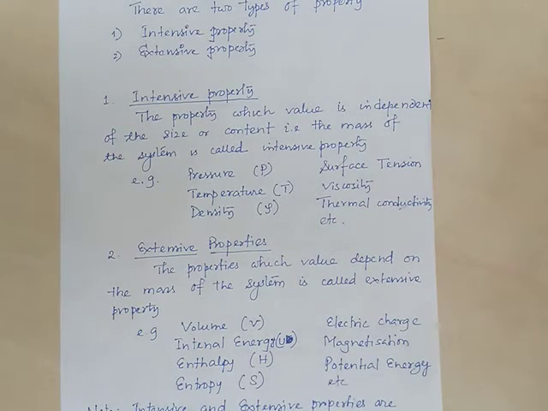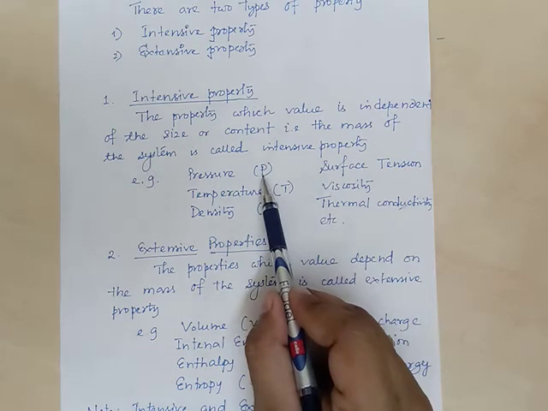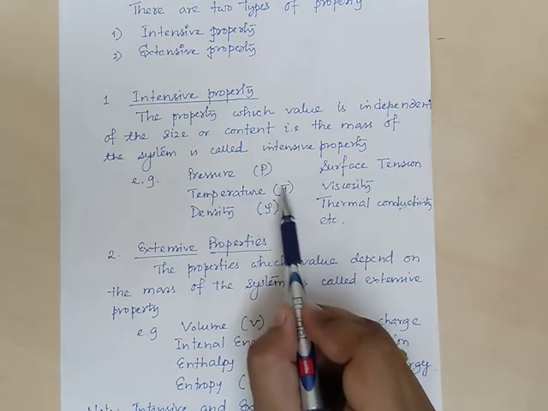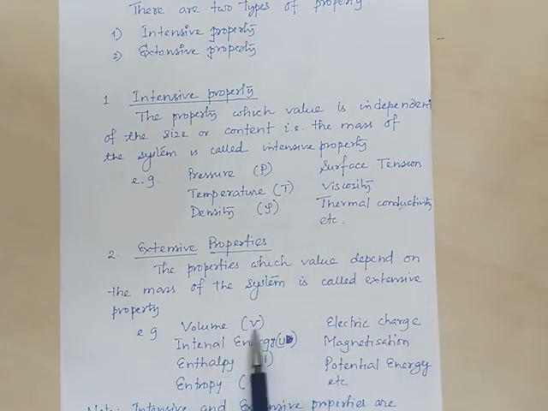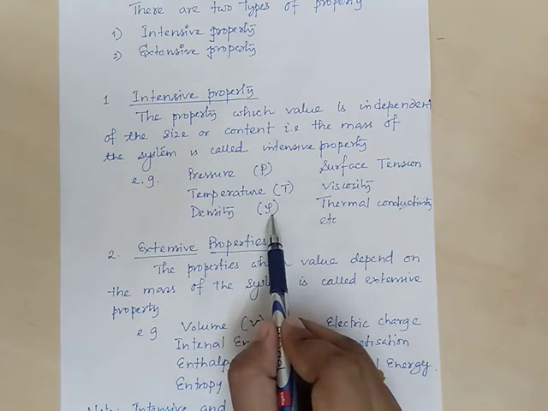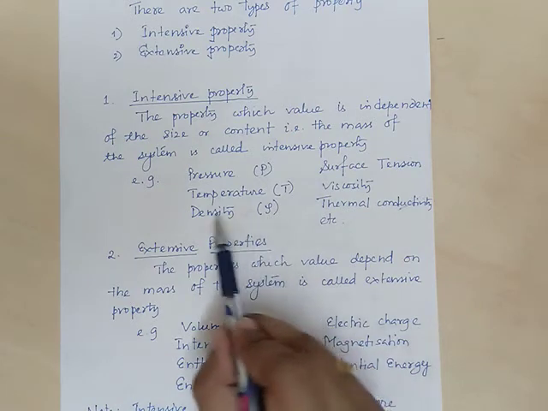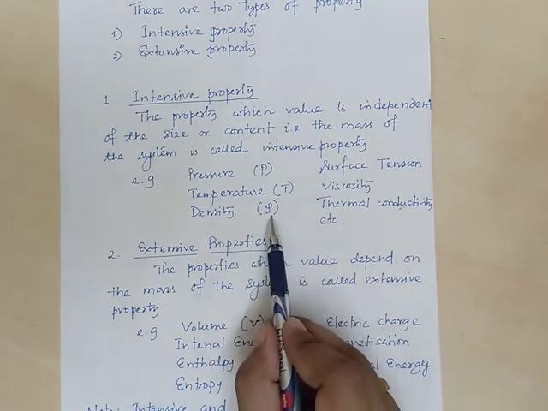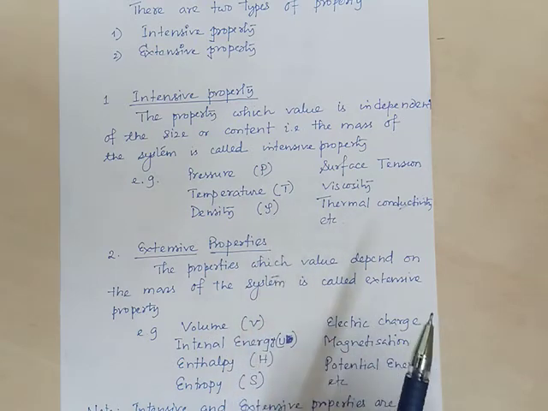Here it is written in the note that intensive and extensive properties are denoted by capital letters, and in the brackets also you can see I have written all these properties by capital letters. For volume, capital V; for internal energy, capital U; for enthalpy, capital H; entropy, capital S. Like that we have written. For density it is rho. Rho is the specific symbol for density, so it doesn't matter whether it is capital or small letter.